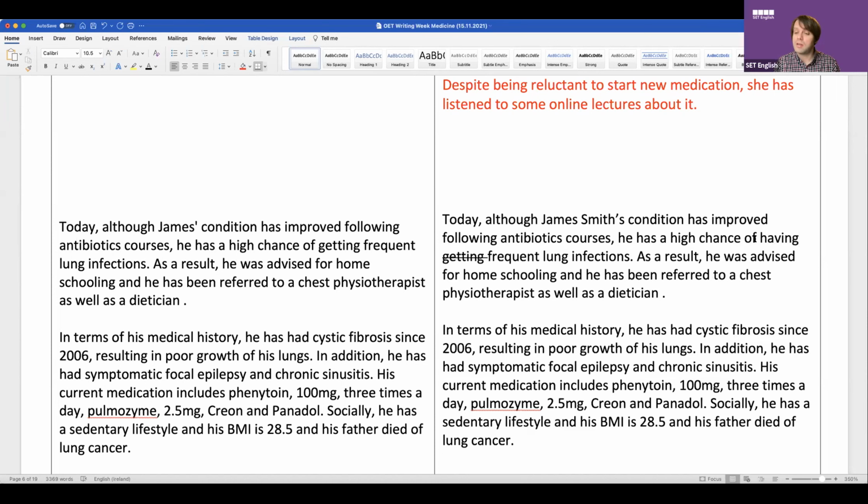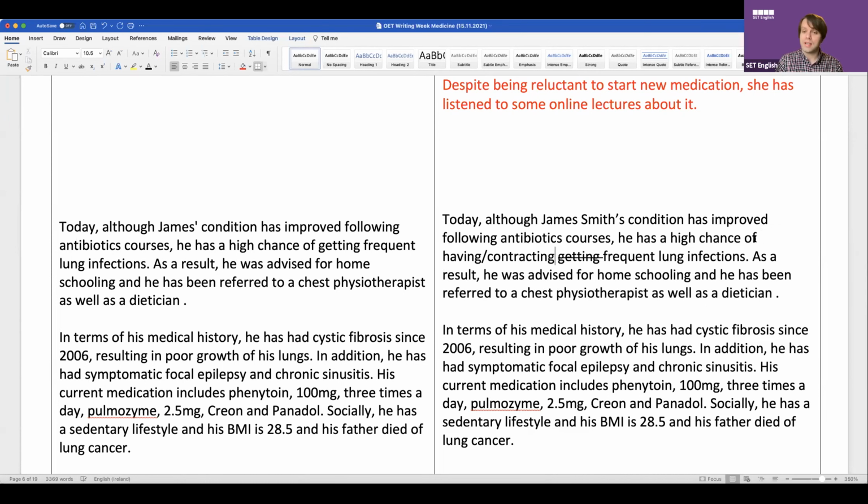What else could we say here? Having. Or we could say contracting. What does that mean, contracting? That's the verb we use for illnesses. I contracted a cold, right? I contracted a virus. Can you contract a lung infection? I think you can. Okay, anyway, having is good.